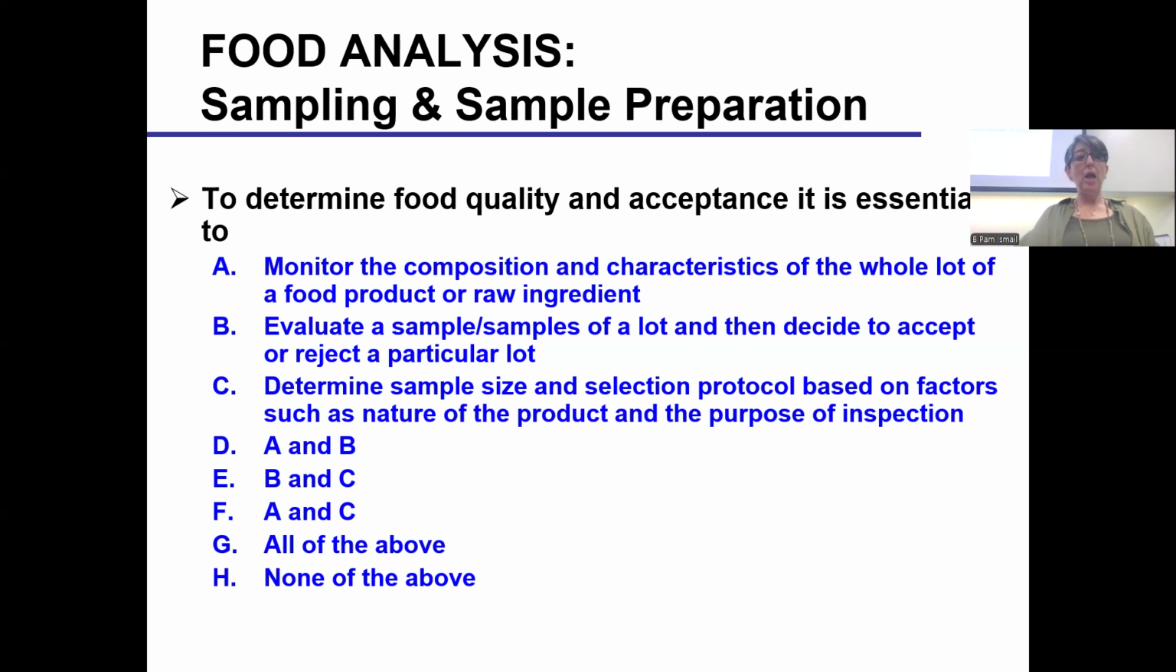It's B and C. A is when you have a whole lot, like we say 1,000 ton of flour or 200,000 cans. We're not going to be able to measure the whole lot or the whole population. We have to take a representative sample. And here, when I say determine sample size, it doesn't mean the dimension or the weight or the volume. It means how many samples you pull. 10 samples, 12 samples. That's what I mean when I say sample size. It's not dimension, it's number of samples.